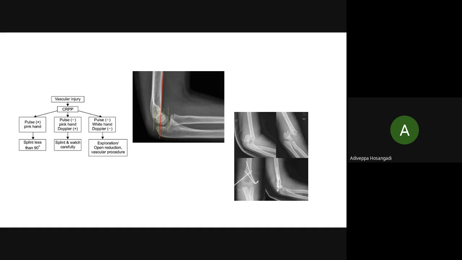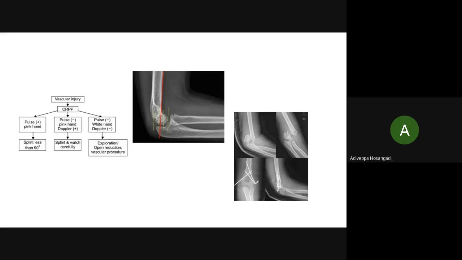Pulse is present, capillary filling is adequate. Yes. No vascular injury. It is ruled out. Just put a slab, splint it, then call the orthopedic resident or do accordingly. Pulse is absent, capillary filling is delayed. So what do you do? You try and manipulate and again feel the pulse and you immobilize.